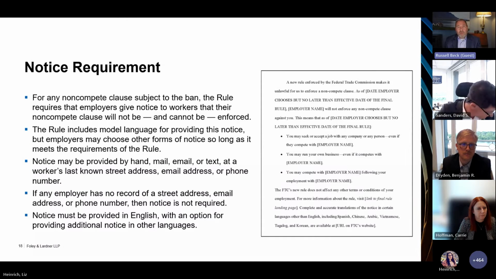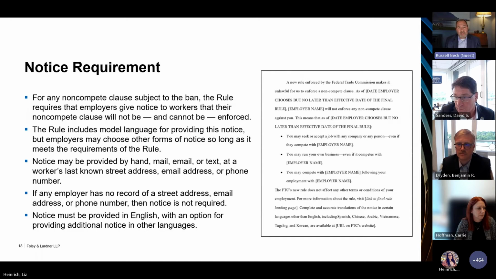So the rule also requires that by the effective date, I'm going to come back to that in just a moment, for any non-compete clause that is subject to the ban, you must provide notice to workers, which are current or former workers that have a non-compete clause that is still in effect. You have to tell them that it cannot be enforced and will not be enforced. There's model language. You can see it on the screen. It actually is in the rule itself. And if they're providing you with model language, you probably want to follow that, though you're not required to.